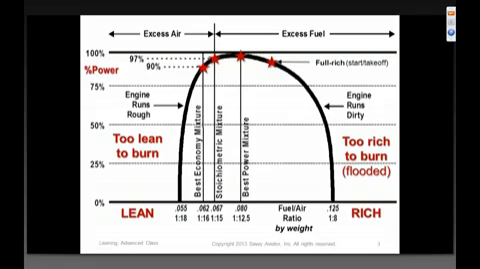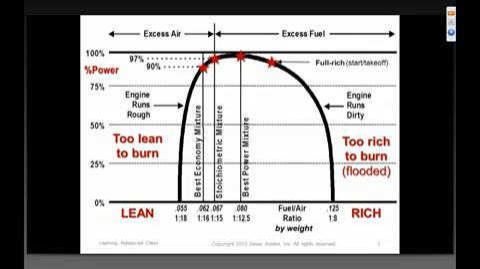If we get leaner than 1 to 18, the engine flames out because the mixture is too lean to burn. And if we get richer than about 1 to 8, the engine quits because it's too rich to burn. We say it's a flooded engine. In this very wide range of mixtures, there are a number of particularly interesting ones, and I've noted them here with red stars.